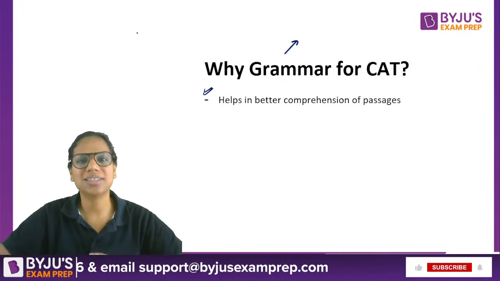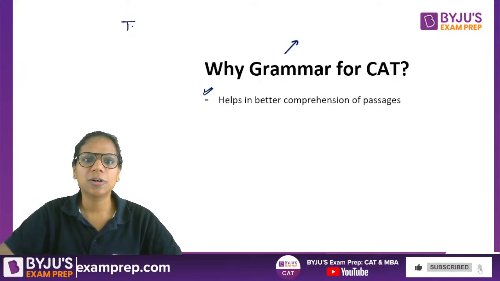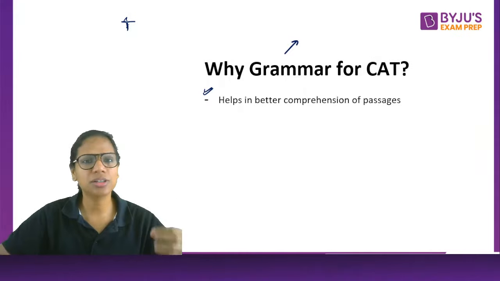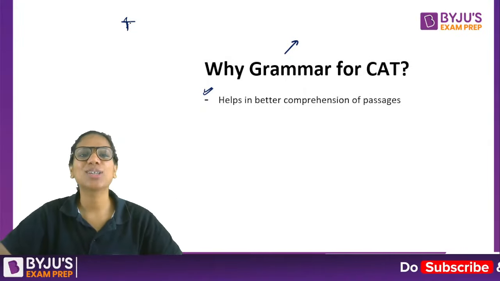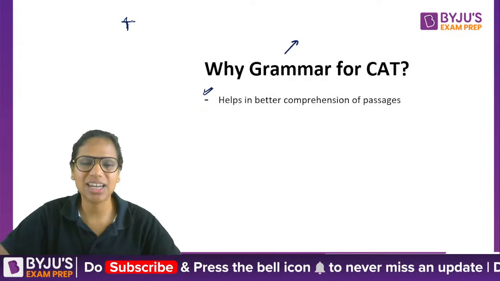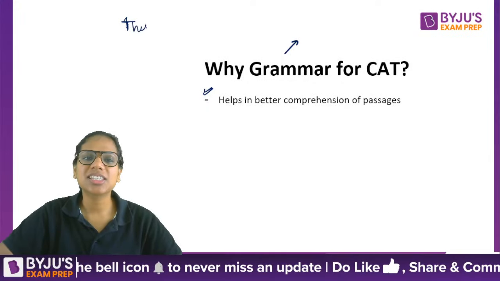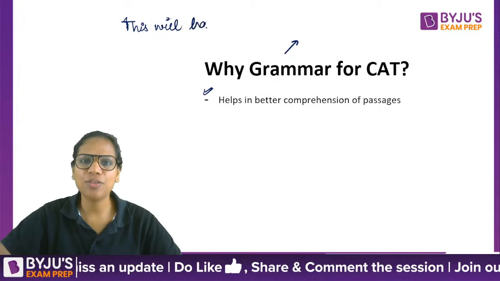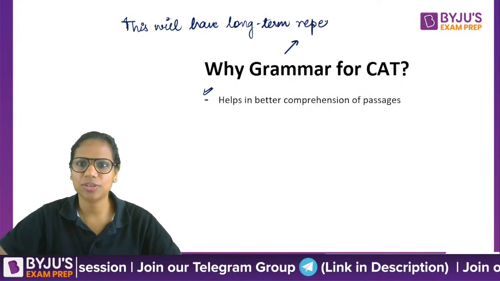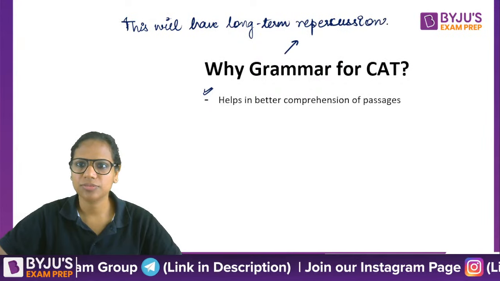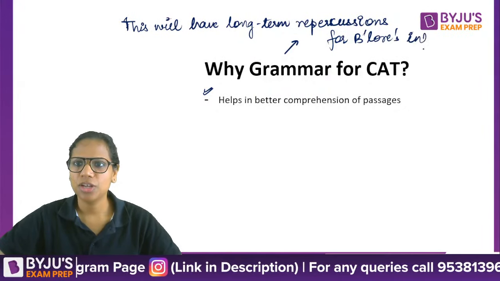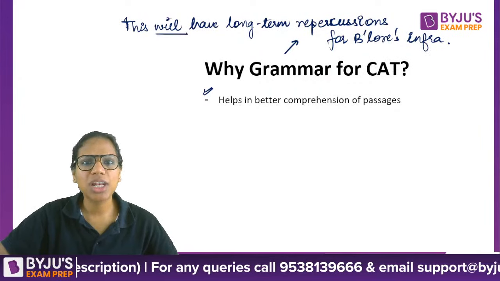To give you a very simple example, let's say the author is describing a current situation of rains and floods in Bangalore. So there are heavy floods in Bangalore right now caused by a deluge, caused by excessive heavy rain, right? So now the author says this will have long-term repercussions for Bangalore's infrastructure, right?